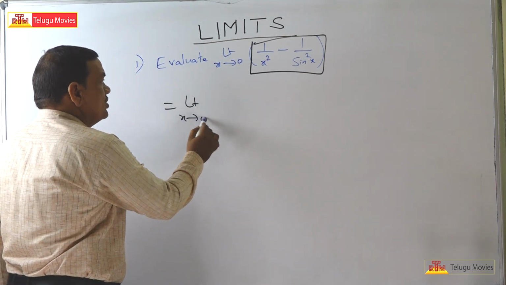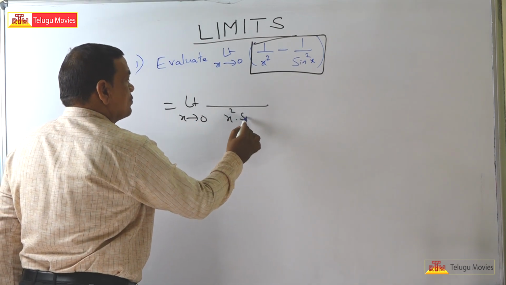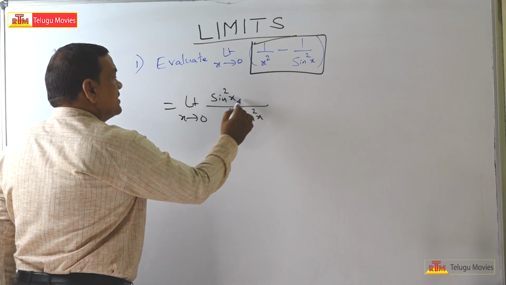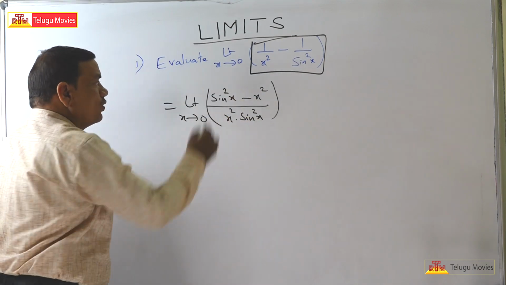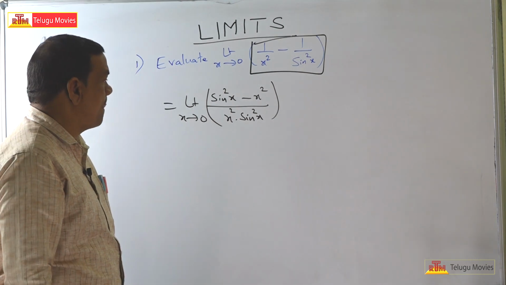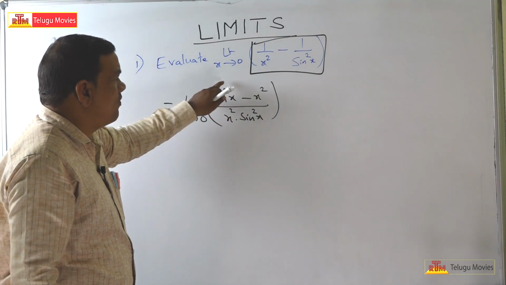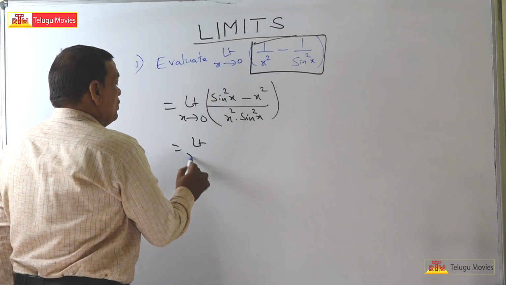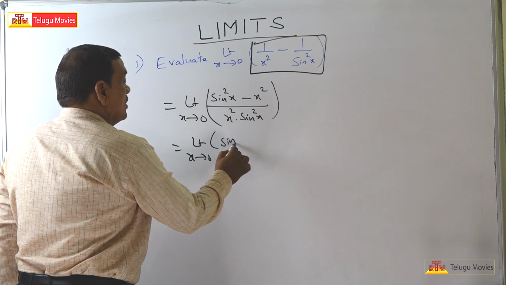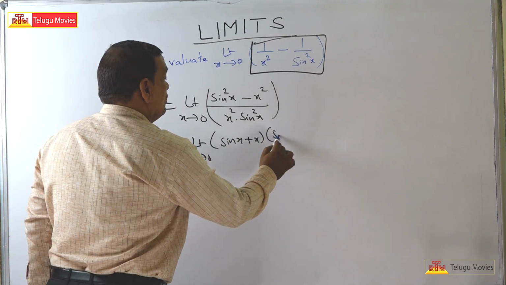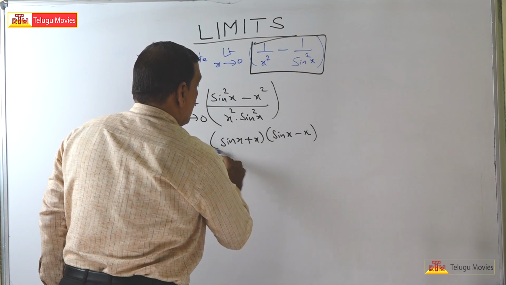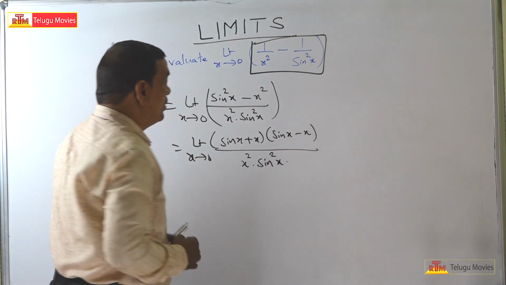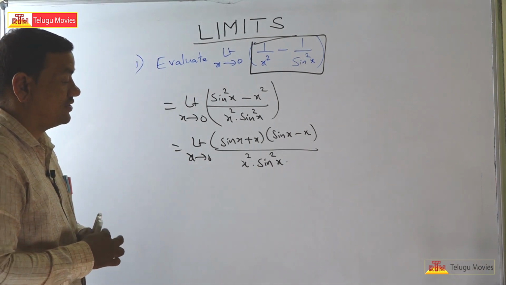Limit x tends to 0. So, the LCM is x square times sin square x. So, here it will come sin square x minus x square. Now, I have taken the LCM. In the numerator, it is in the form of a square minus b square. So, this is equal to limit x tends to 0, (a plus b) into (a minus b) by x square into sin square x.